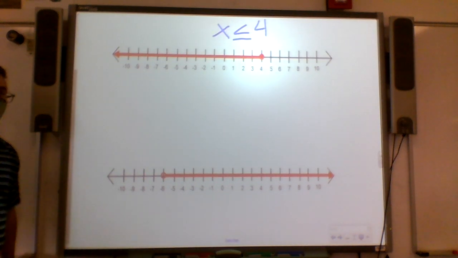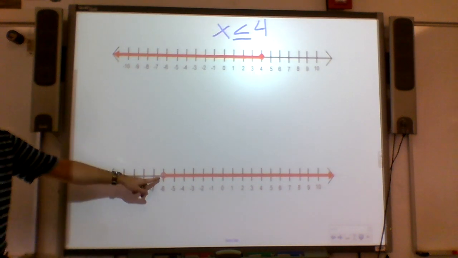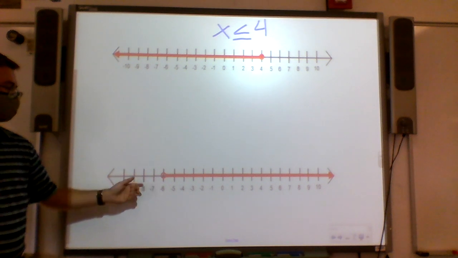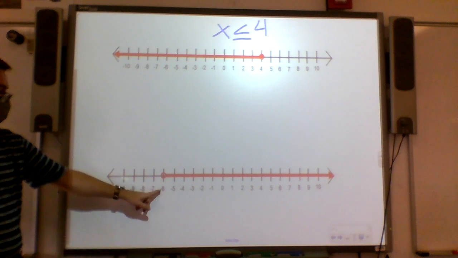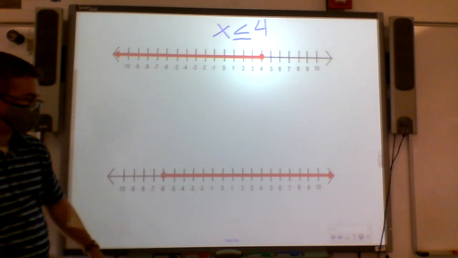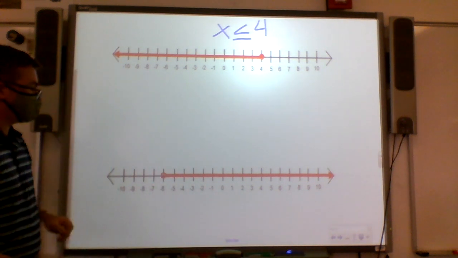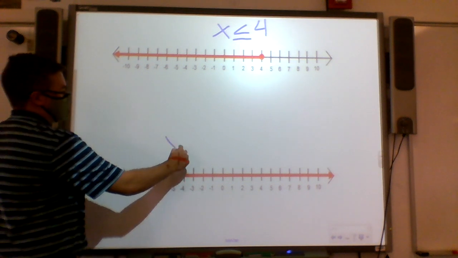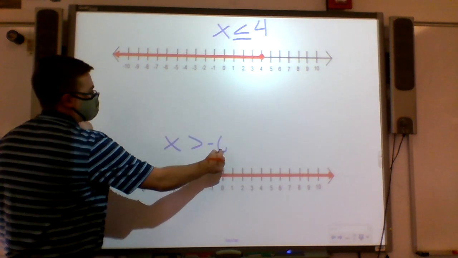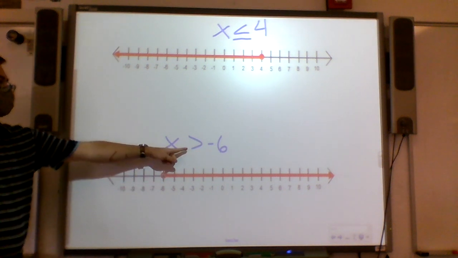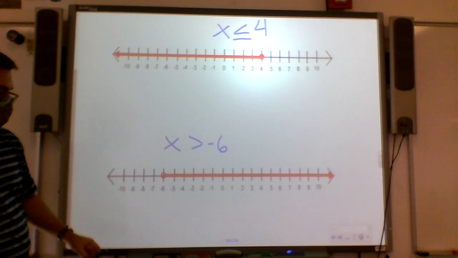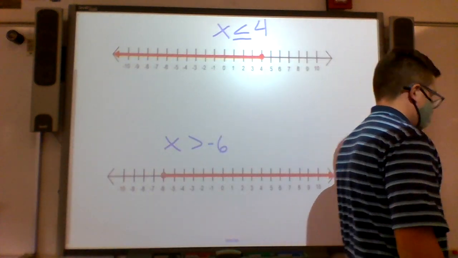Down here, we've got another graph. We've got an open circle on -6, shaded to the right. Again, are all the numbers shaded greater than -6 or less than -6? All these numbers are greater than -6. So we've got x is greater than -6. And since it's an open circle, it's just greater than, not greater than or equal to.